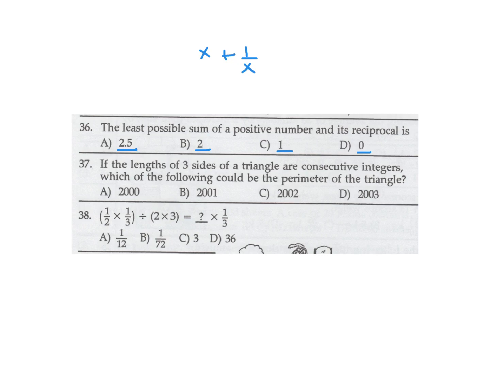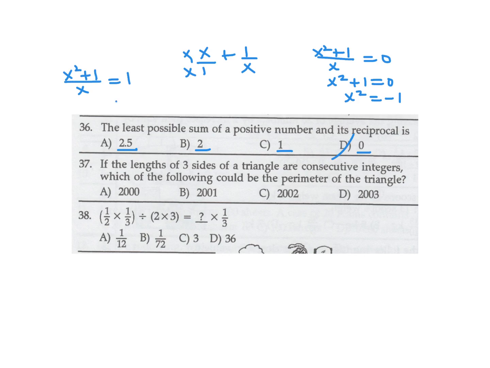If you add this fraction, getting a common denominator, it's x squared plus 1 over x, right? Could it be equal to 0? That means x squared plus 1 would have to be 0, and that's not possible because x squared would have to be negative 1. So that one's out. Could it be equal to 1? Then x squared plus 1 is equal to x, so x squared minus x plus 1 is equal to 0, and this would not give you a real solution. So that one's out.